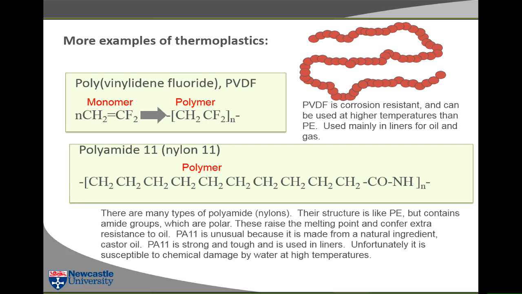castor oil. Nylon 11 is strong and tough. It's used in liners. The problem is that this group, although it confers a high melting point, can also be attacked by water. So if you're using nylon 11 to transport oil field fluids, for instance, you have to be very careful about how much water is in there.